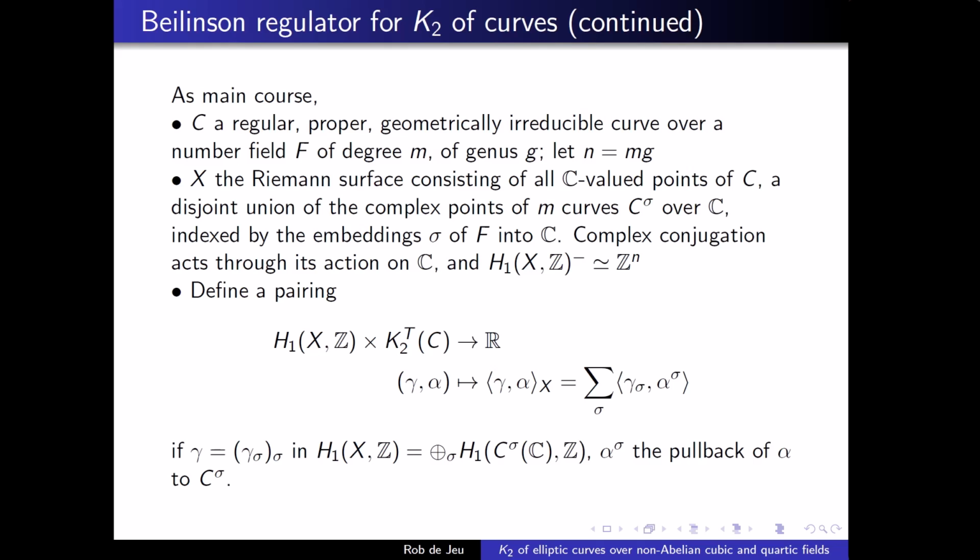So you can then do the pairing that involves what we just did for the complex numbers. An element in H1 of this union of Riemann surfaces X is just a bunch of H1s on the actual components. So you take the element in the kernel of the tame symbol over the base field, you pull it back over the complex numbers using your embedding, and then you compare on that Riemann surface the way we did this before.